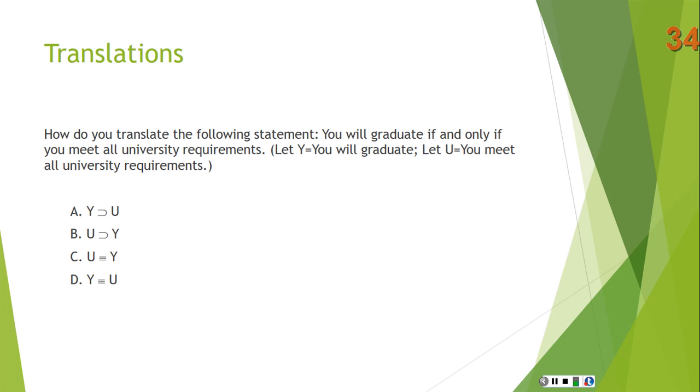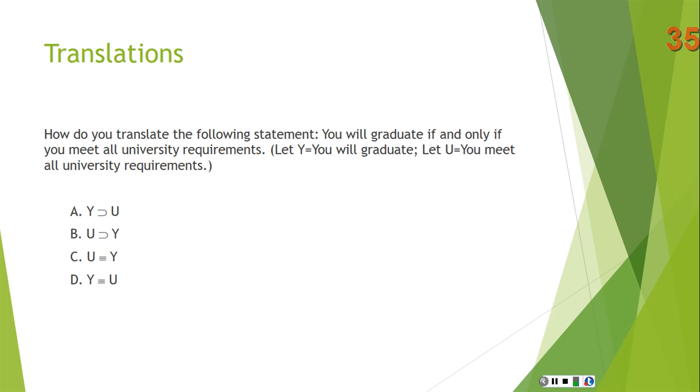A and B are incorrect because they're only conditionals. If you translated A back into the English, now let's see if I can get this right, it would be, if you will graduate, then you meet all university requirements. And B would be, if you meet all university requirements, you will graduate. That's why A and B don't accurately translate the English statement, because the English statement has if and only if, and it doesn't just have if then.